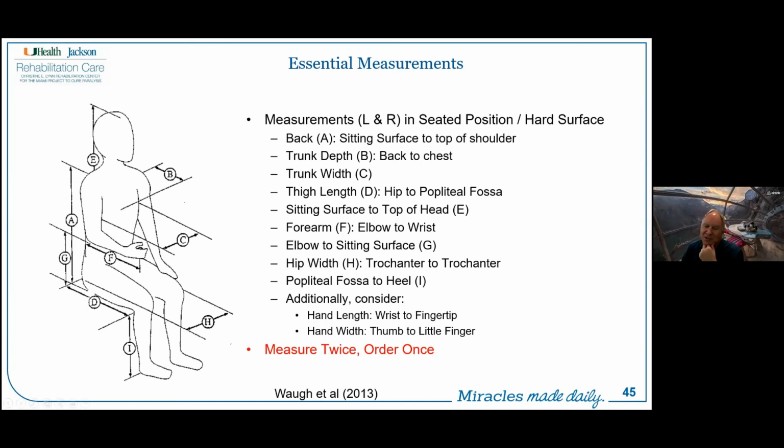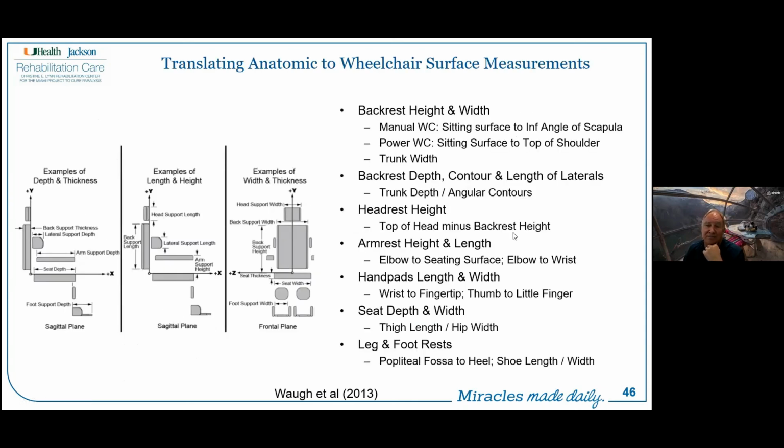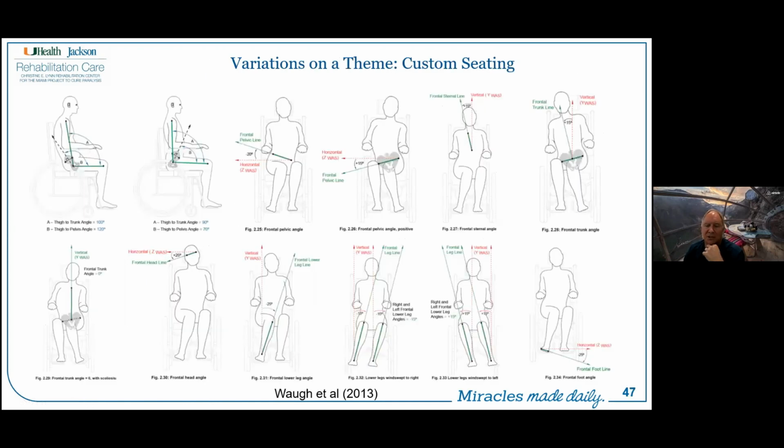It's really frustrating to everybody involved, but especially the client, if they get the chair and there are components that were not measured appropriately. It's too short, too long, etc. These are, again, translating those anatomic measurements to wheelchair surface for the backrest, the height, width, and depth, the contour, the headrest height, armrest height and length, the hand pads, the seat depth and width, and leg and foot rests. All of these are going to be important measurements to make sure that we get the person seated appropriately.